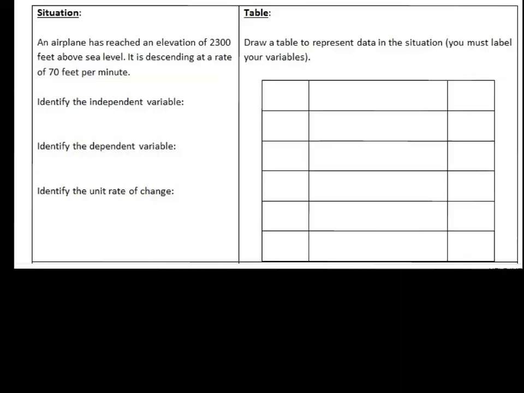Multiple representations assessment review number 2. You should have this worksheet in front of you. If you don't, go ahead and copy down this problem. Your worksheet says 2,300 feet. I want you to change that to 2,100.